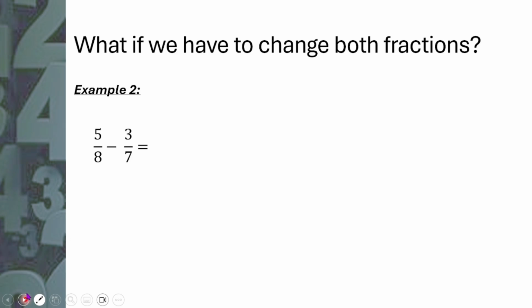Example 2. 8 cannot be changed to 7, 7 cannot be changed to 8. So we need a separate number for our denominator, and the way we're going to do that is multiply all of the fraction by the bottom of the opposite fraction. So we're going to times 5 by 7 and 8 by 7. Once we've done that, we take all of this fraction and we multiply it by the bottom of the opposite fraction. So 8 times 7, 8 times 3.